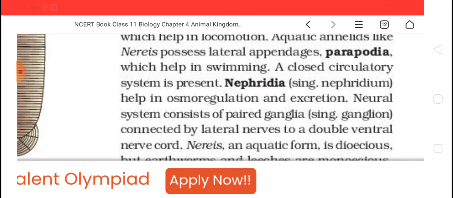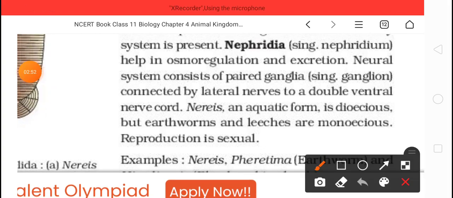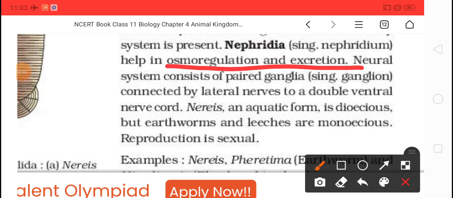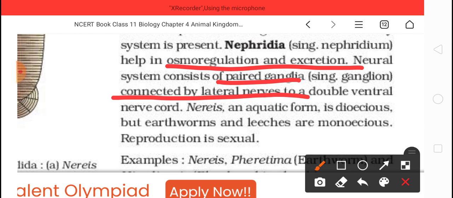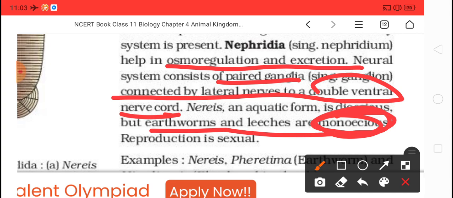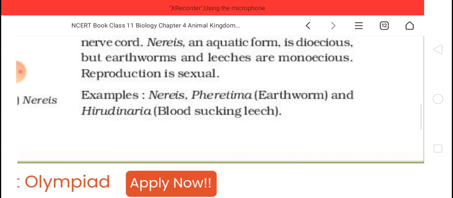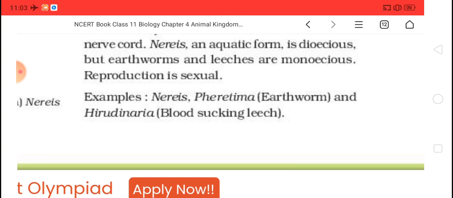And now, a closed circulatory system is present. Nephridia will help in osmoregulation and excretion. The neural system consists of paired ganglia, which are connected by lateral nerves to a double ventral nerve cord. Now, the aquatic form is dioecious, but earthworm and leeches are monoecious. Reproduction is sexual. Now, again, examples. From here only you can memorize: Nereis is one example, earthworm is the other, and the blood sucking leech, which is Hirudinaria, is the other example.